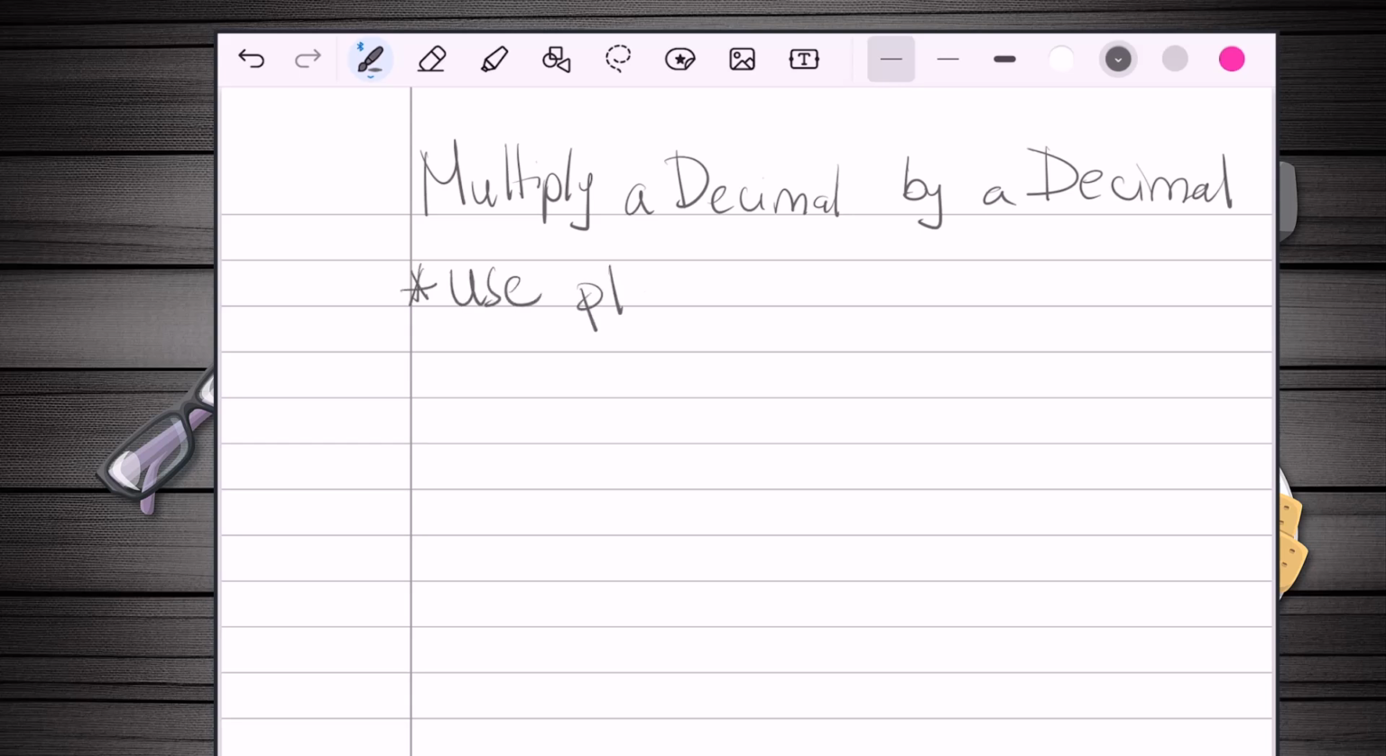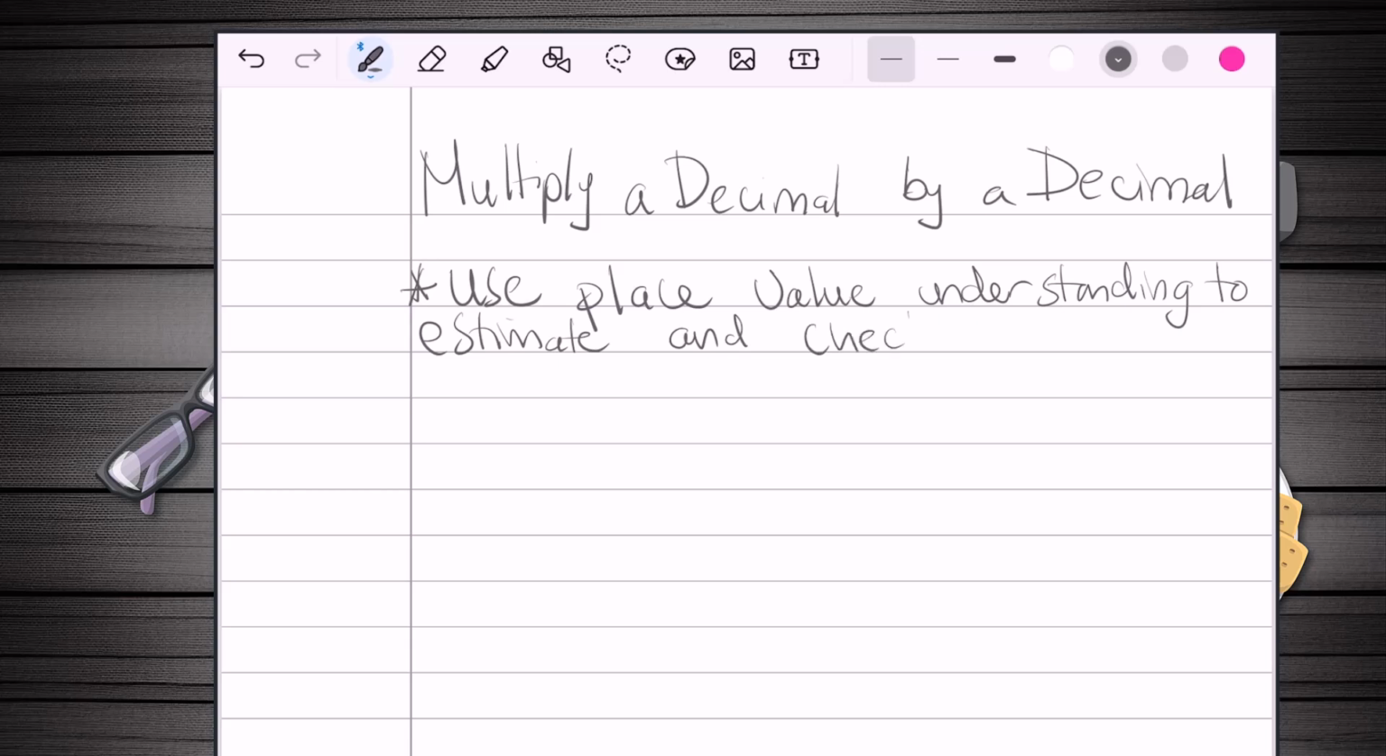And just like I said before, we're going to use place value understanding to estimate and check for reasonableness. We're actually going to use our place value understanding to know the correct placement for our decimal point, but I'll show you that in a few minutes. So please write, use place value understanding to estimate and check for reasonableness. And that word is reasonableness. I know my handwriting is not that clear. Let me spell it for you. R-E-A-S-O-N-A-B-L-E-N-E-S-S. Reasonableness.